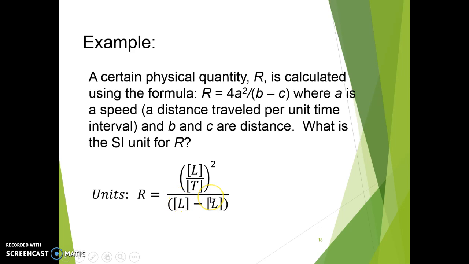No. Length minus length, if you have 4 meters minus 2 meters, what do you have left? You have 2 meters. Right? Or 5 meters minus 1 meter, you have 4 meters. So the bottom should just have units of length, and the top would be length squared over time squared. So we have length squared on top, time squared, and length on the bottom. And so you can see one of the units of length will cancel out, and our r should have units of length over time squared, but we are asked for the SI units.